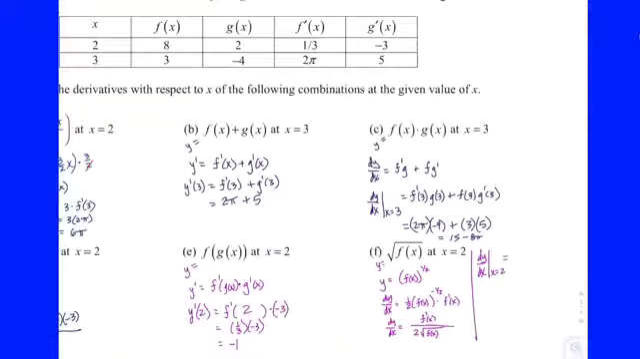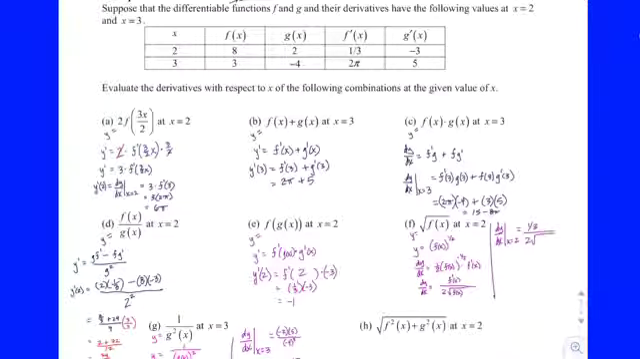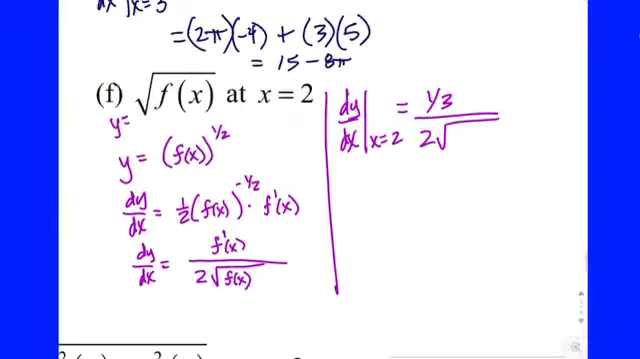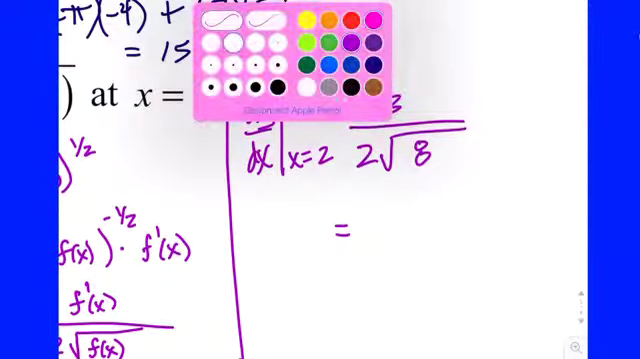F prime of 2 is a third. I'm going to use the slanted version here. And then 2 times the square root of f of 2. F of 2 is 8. And of course, if this were a free response, we would be done. Multiple choice, we'd keep going. We have a couple of options. We can either eradicate the complex fraction first or simplify the radical. I would probably go with the fraction part first.